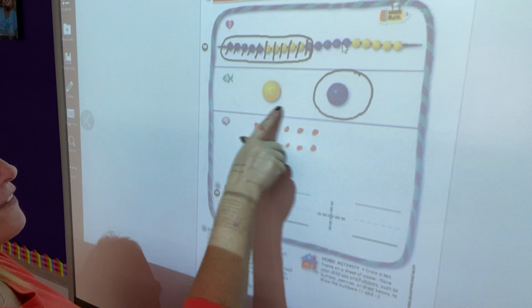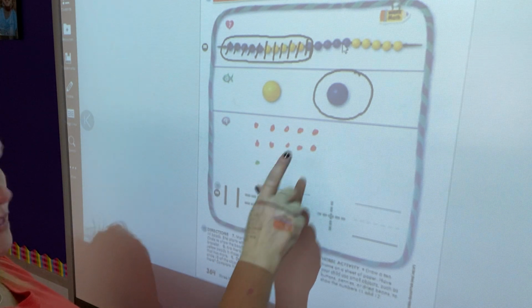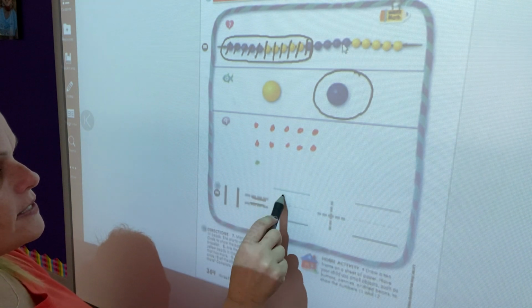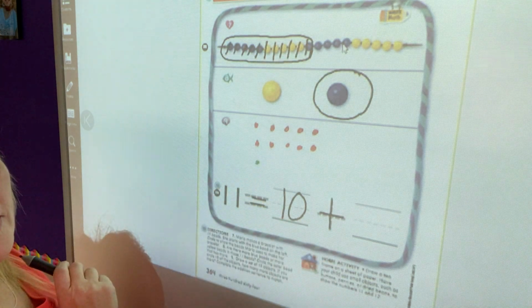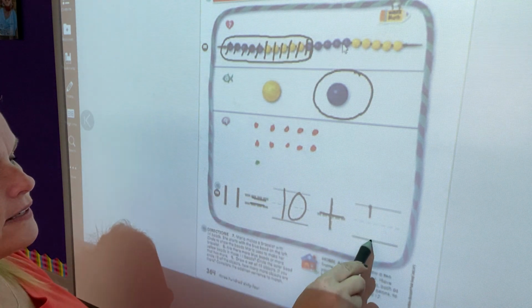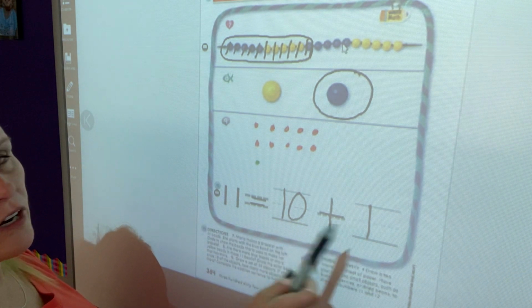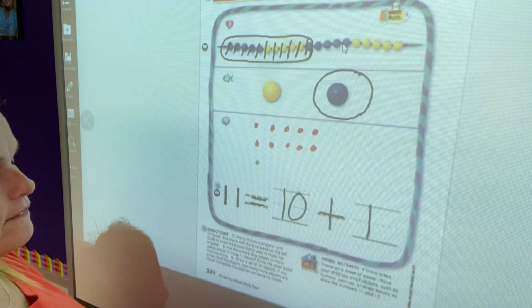So I have how many ones here? There are 10. So 11 is equal to 10 ones plus how many other ones? 1. And we're back here to writing our answer first, then our equation after. So 11 equals 10 plus 1.